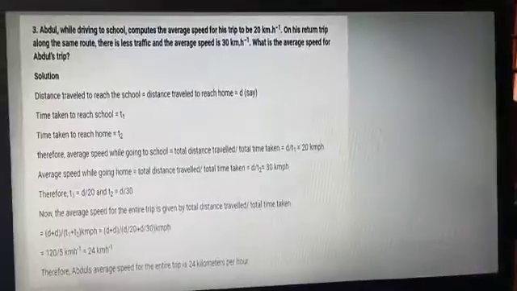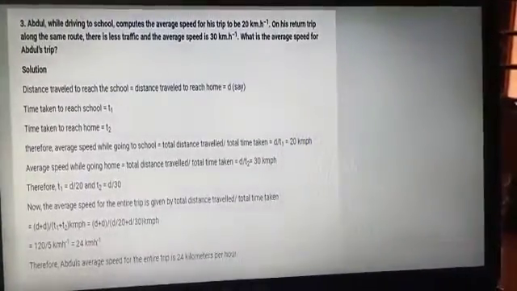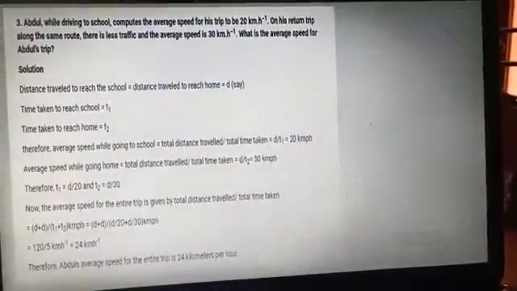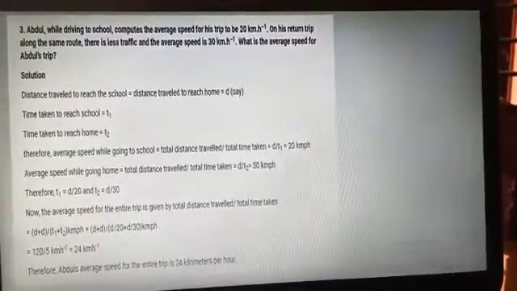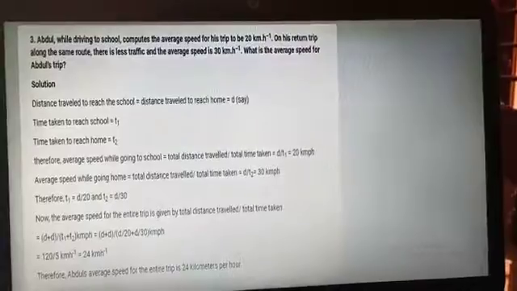Abdul, while driving to school, computes the average speed for his trip to be 20 kilometers per hour. On his return trip along the same route, there is less traffic and the average speed is 30 kilometers per hour. What is the average speed for Abdul's trip?